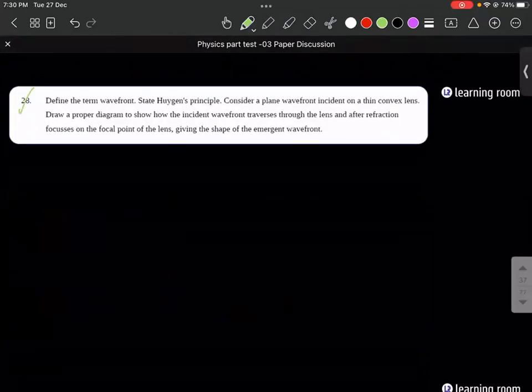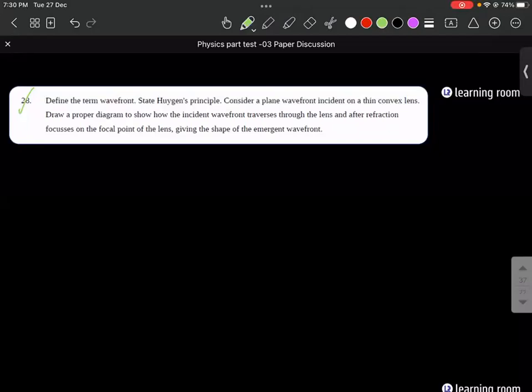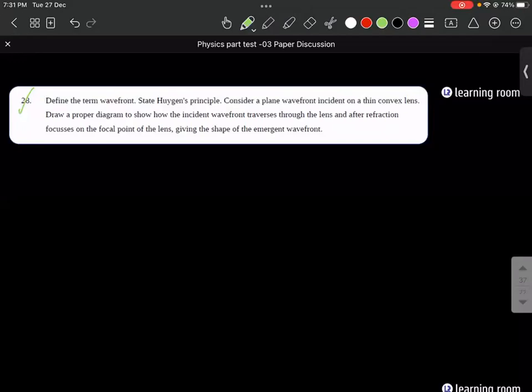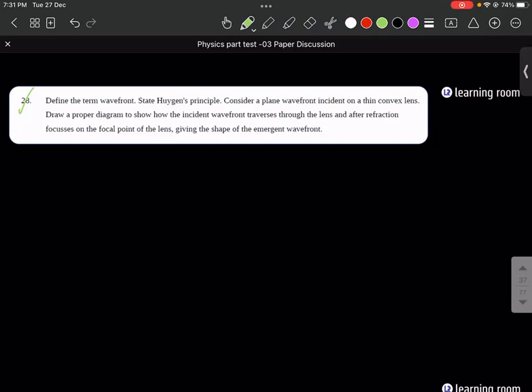Question 28. Define the term wavefront. Wavefront is basically the locus of all points which are vibrating in the same phase. Next, state Huygens principle. Huygens principle mainly speaks about secondary wavelets. Every point on the wavefront acts as a source for fresh disturbance. The tangent drawn to those fresh disturbances gives you the new wavefront.